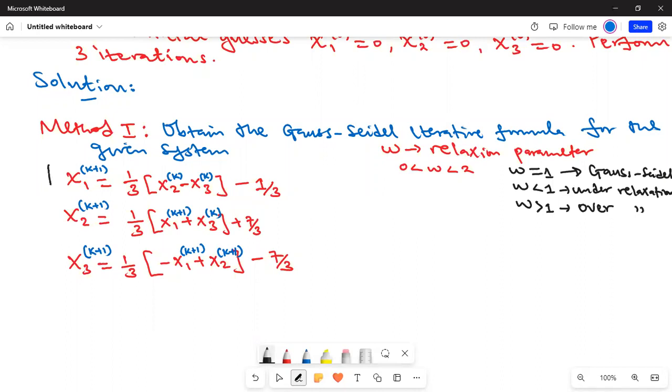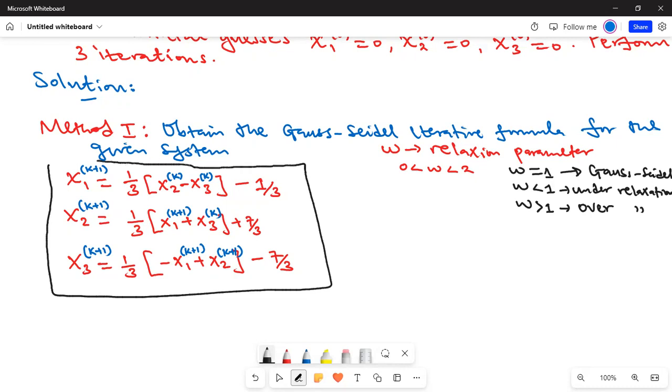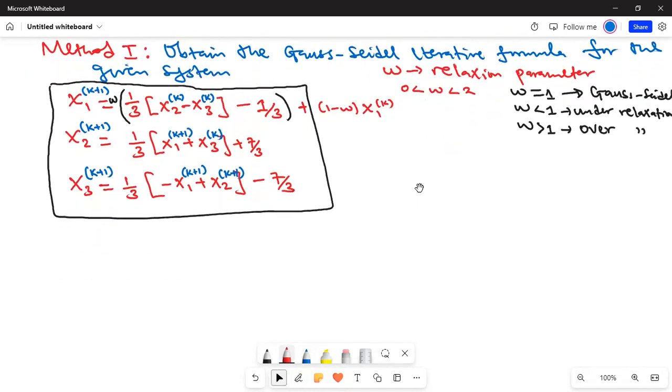So once you have the Gauss-Seidel scheme in this form, you introduce the relaxation parameter on the right-hand side. So like here, if you look at the first equation, you are going to multiply all of that by omega. Then you also add 1 minus omega times x1 at level k. That's what it means.